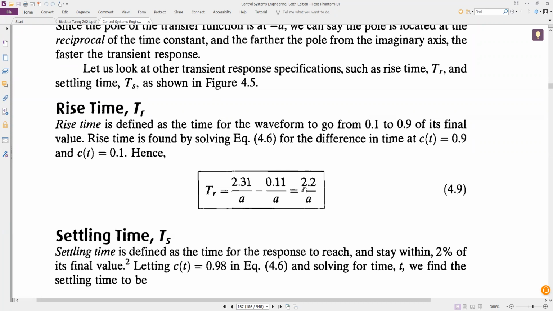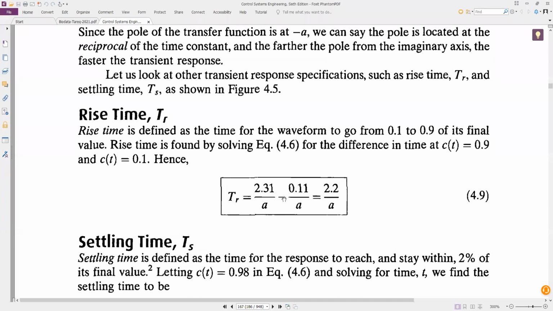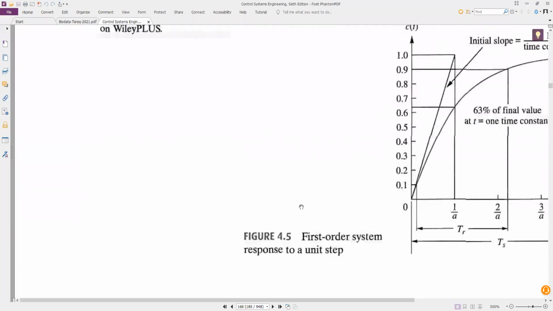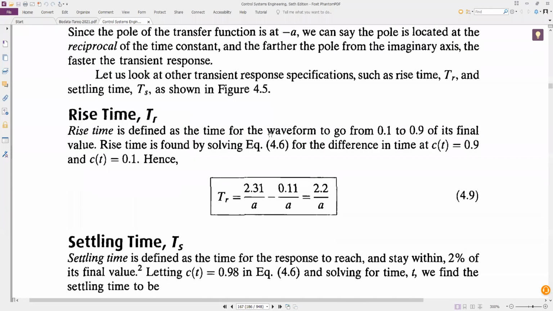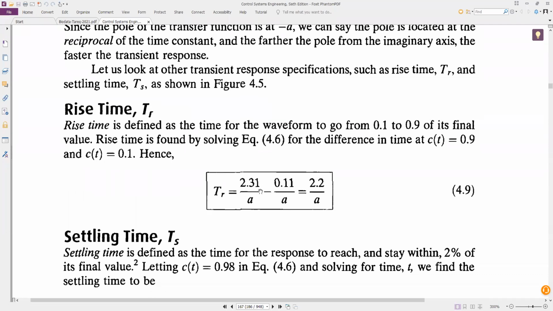So finally we can get this 2.2. How does it come? See, here is the 0.1 value and here is the 0.9 value. The difference of these two is the rise time, which is 2.31 by a minus 0.11 by a. It is 2.2 by a. Okay, that is the rise time. Okay, you understand?